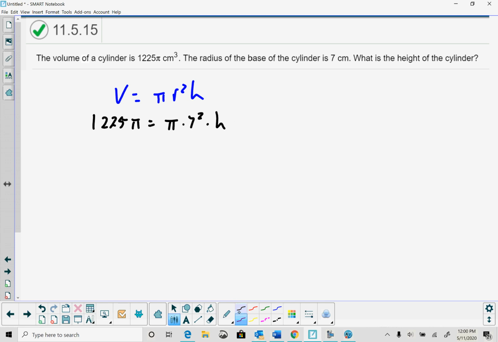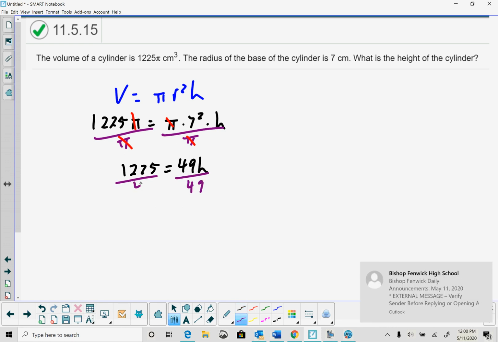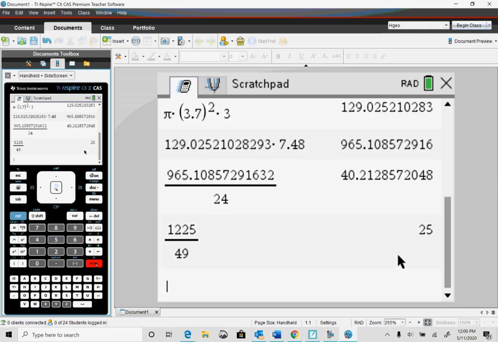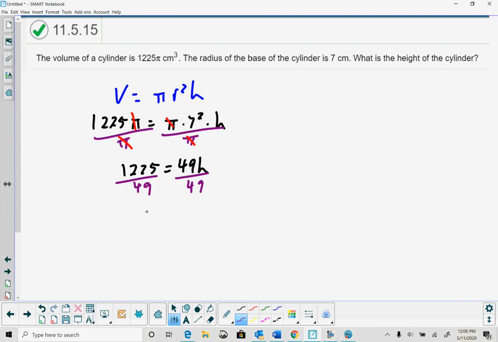Okay, so one of the first things we should do, divide both sides by pi and reduce that down. Again, wasn't that nice of them to do it that way? So I can say 1,225 is equal to 7 squared times h. Well, 7 squared, hopefully we know that without a calculator, is 49. Divide both sides by 49. The height of the cylinder has to be 25.